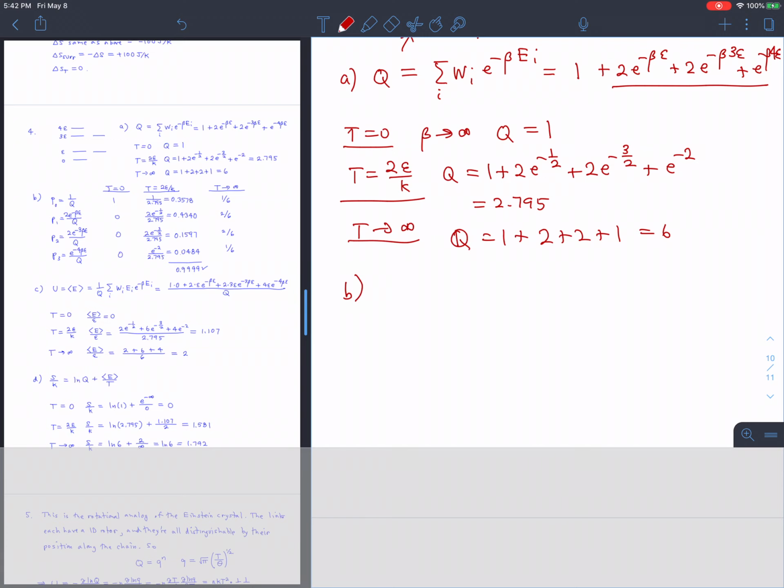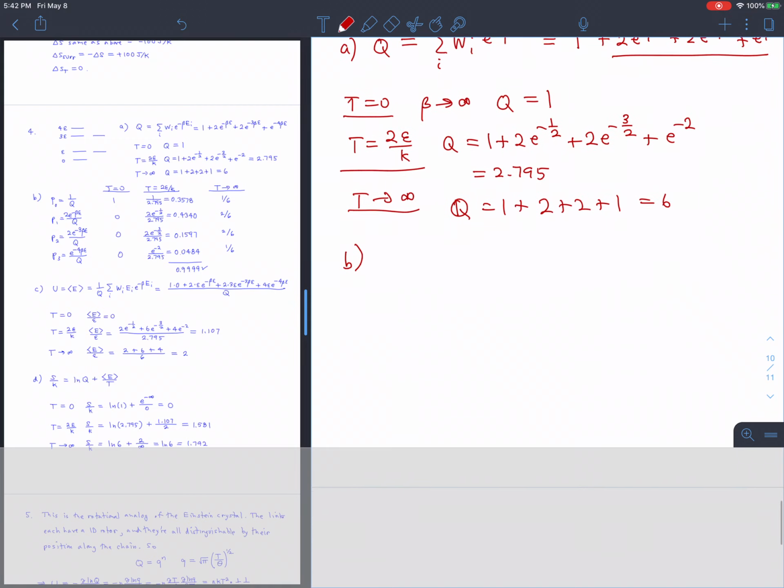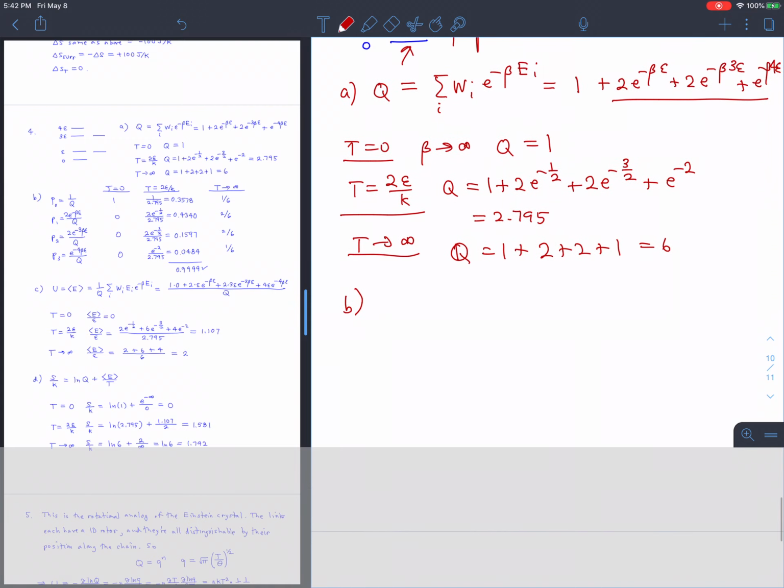Part B is to calculate the probabilities for each of the levels, not each of the states. And they are, first for the ground state, e to the minus beta times the ground state energy over q, but the ground state energy is 0, so that's just 1 over q. That's 1 over 2.795, which is equal to, well, sorry, take that back. It's 1 over q, and then we'll find the values at the various temperatures next.